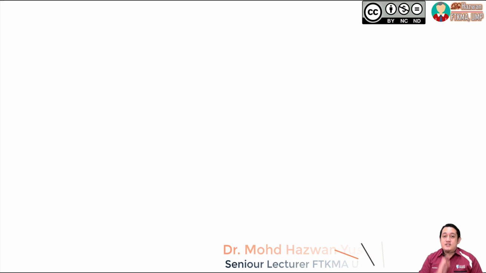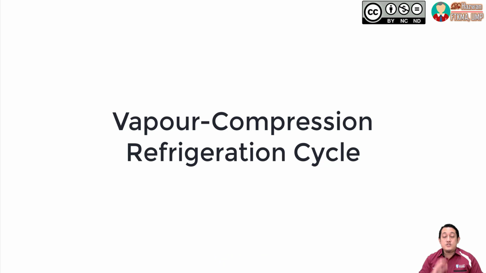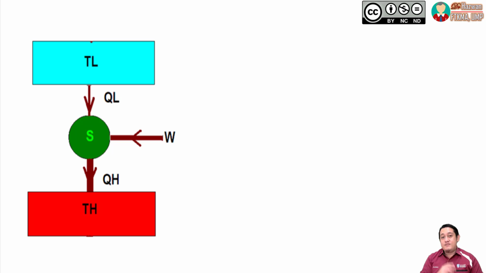Today's topic is the vapor compression refrigeration cycle. Okay, so this is the main cycle for the refrigeration system. Before we proceed any further, let's take a look again at the closure statement. Please refer to this figure here. Based on the closure statement, when we want to remove heat from a lower temperature region to a higher temperature region, we must add work to the system.